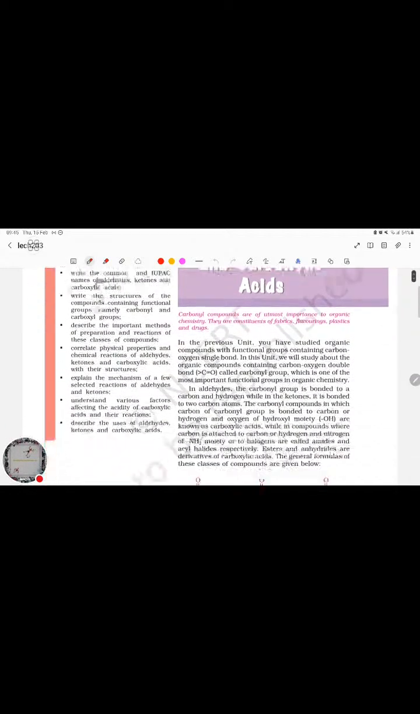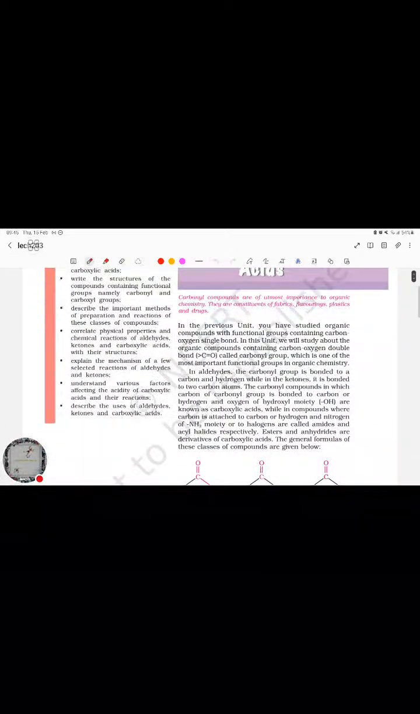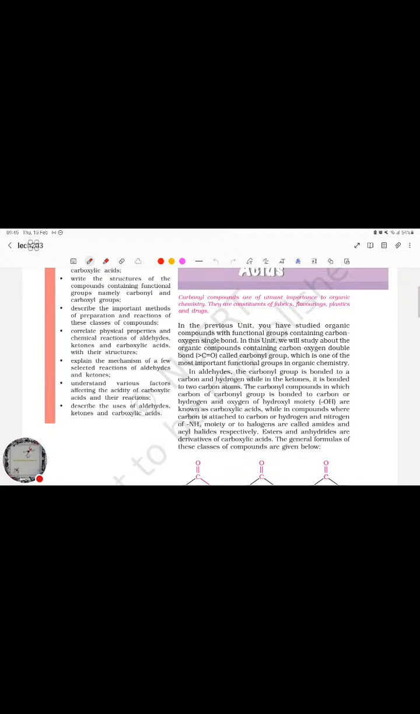So basically, these are carbonyl compounds. Carbonyl compounds are of utmost importance to organic chemistry. They are the constituents of fabrics, flavorings, plastics, and drugs.